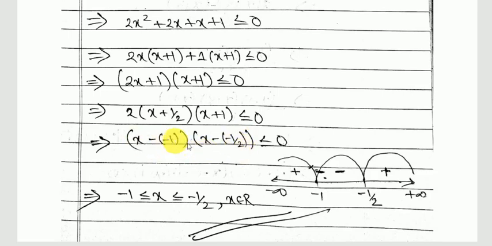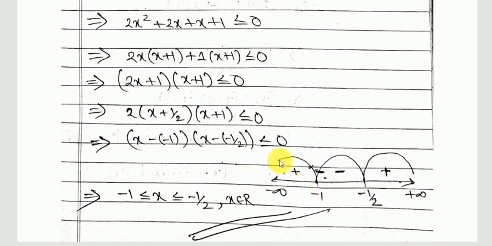Done. Once you have done till here, draw a number line, minus infinity to infinity, and then mark these numbers, minus 1 and minus half. We have got only these two numbers. When you make this semicircle type, it will continue till infinity, and this from minus half till minus 1 only, and from minus 1 till minus infinity.